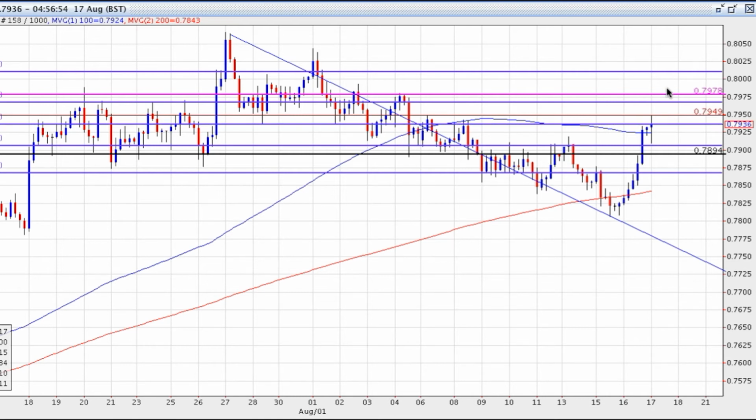eye out for the 78.6 Fibonacci retracement at 0.8018, and of course we have that yearly high just above the 0.8050 level. Other technical levels to note, we also have the 4-hour time frame 100 period moving average at 0.7924, and of course below that pivot point we have the 23.6 Fibonacci retracement at 0.7868.